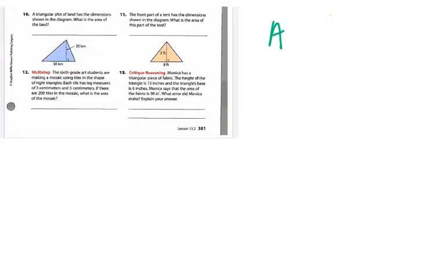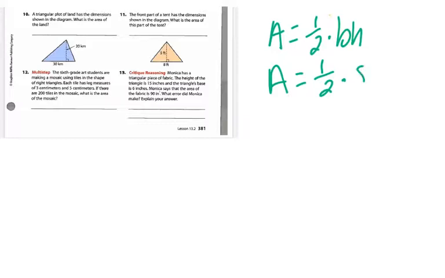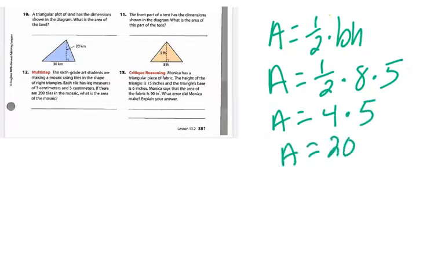Okay, so I'm hoping that you have area equal to 1/2 times base times height. Area is equal to 1/2 times 8 times 5. Area is equal to 4 times 5. Area is equal to 20 feet squared. Does that make sense? I hope so. Hope you got 20 feet squared for this one.